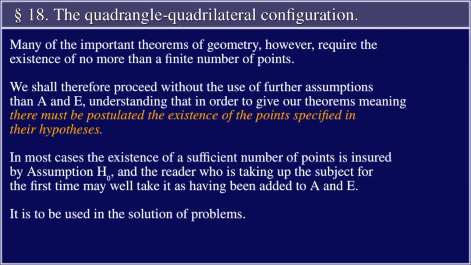Many of the important theorems of geometry, however, require the existence of no more than a finite number of points. We shall therefore proceed without the use of further assumptions than A and E, understanding that in order to give our theorems meaning, it must be postulated the existence of the points specified in their hypothesis. In most cases, the existence of a sufficient number of points is ensured by assumption H0, and the reader who is taking up the subject for the first time may well take it as having been added to A and E. It is to be used in the solution of problems.